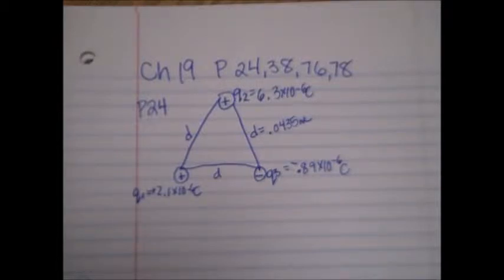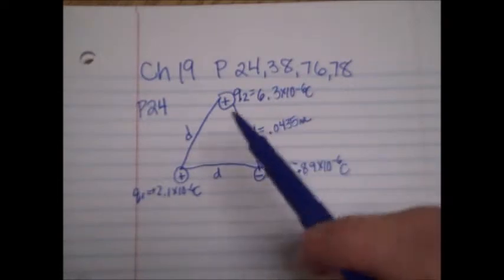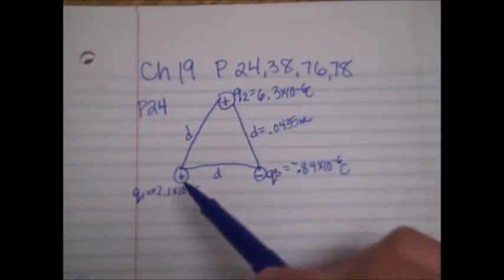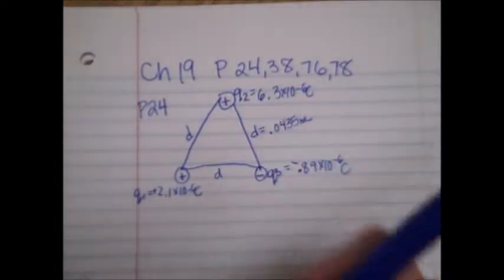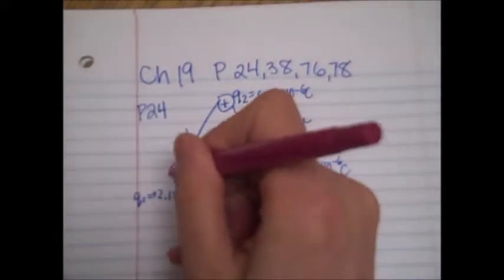First, I'm going to look at problem 24 in chapter 19. Here we've got an arrangement of three different charges, Q1, Q2, and Q3. We've got their magnitudes and the length of the triangle sides. It's an equilateral triangle, and we want to find the net electrostatic force exerted on the point charge Q1. So we are focusing in on Q1.